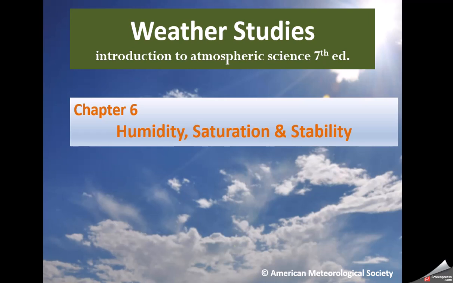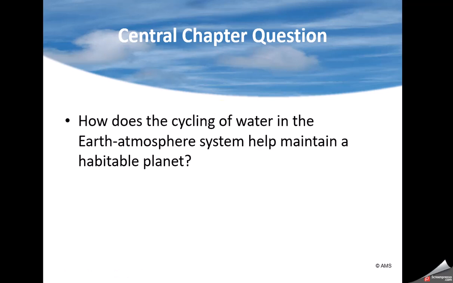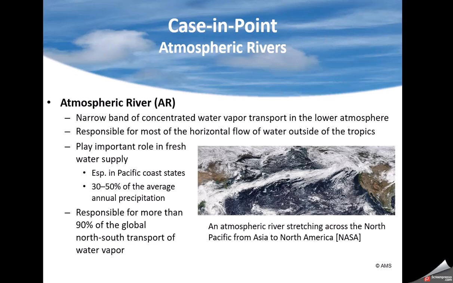So in order to understand that, we have to be able to understand how moisture moves in the atmosphere and what it, when the air becomes saturated or not saturated, how that all works. So this week we're going to talk about that some here. So how does the cycling of water in the atmosphere maintain a habitable planet? Well, here's just a quick example of how moisture moves.